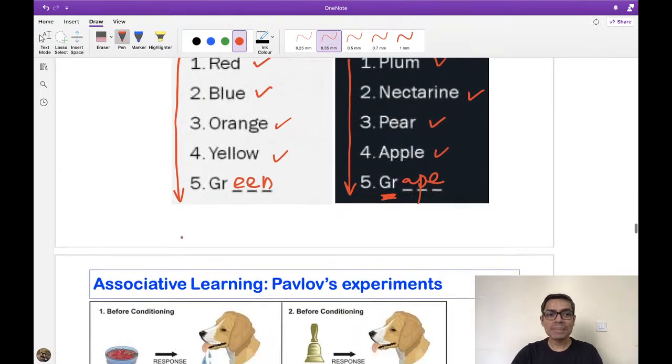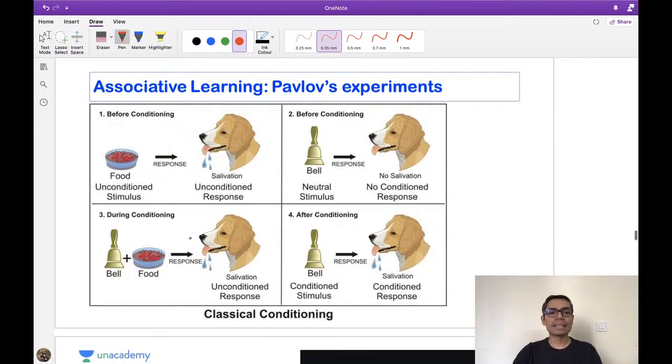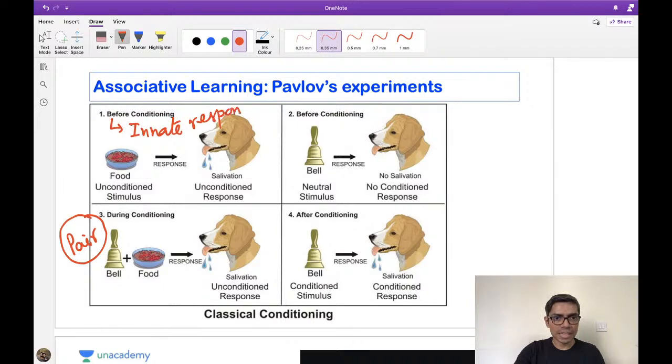But what is associative learning? In associative learning, the basis is pairing. Please remember associative learning. What is the difference? Pairing should be there. What is the pairing? Listen carefully. If you give food to an animal, the dog salivates. What is this kind of response? This response is known as an innate response, an innate reflex.